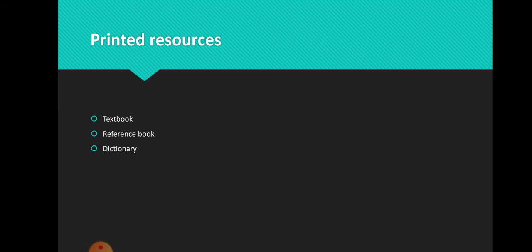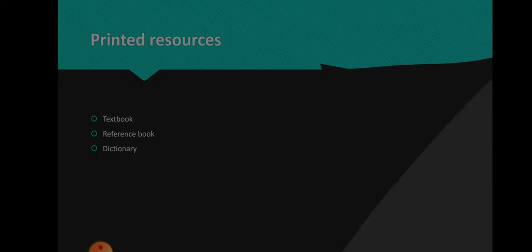What are the printed resources for TLM? It is the textbook. It is also the reference book. It can also be used as a dictionary. Because while we are taking a language class like Bengali or English or any other language class, we may also use the dictionary. We may take help from the dictionary. So these are the printed resources in case of TLM in the classroom. Now move to the next slide.